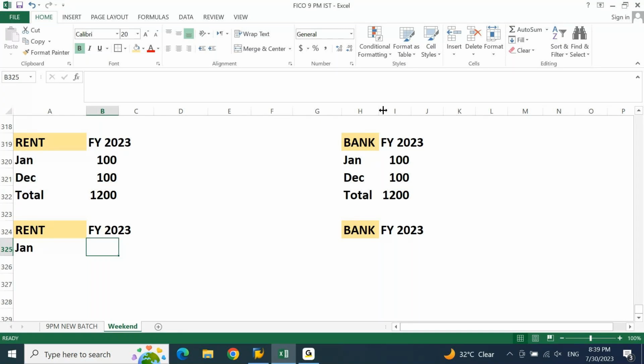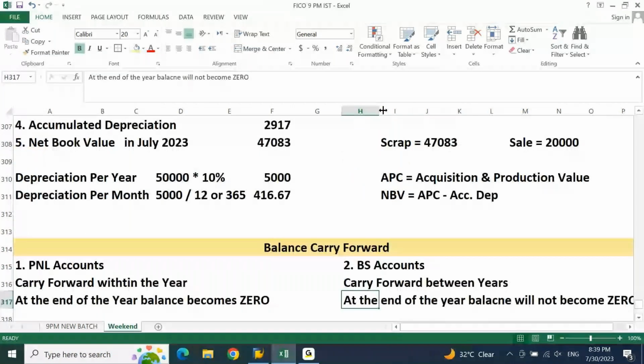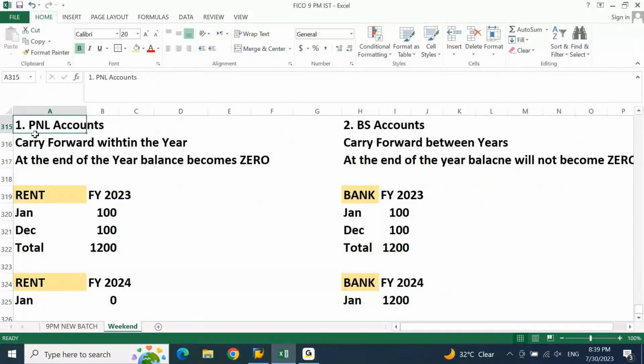Correct, sir. For rent in 2024, will it be 0 or will it be 1200? It will be 0. For bank, this will be 1200. Now above I have listed a point. For P&L account, carry forward within the year, which means within 2023 you can carry forward. Within 2023 you are going to have months only, correct?